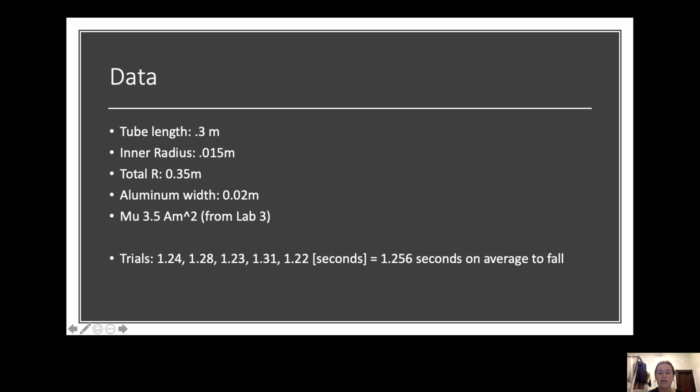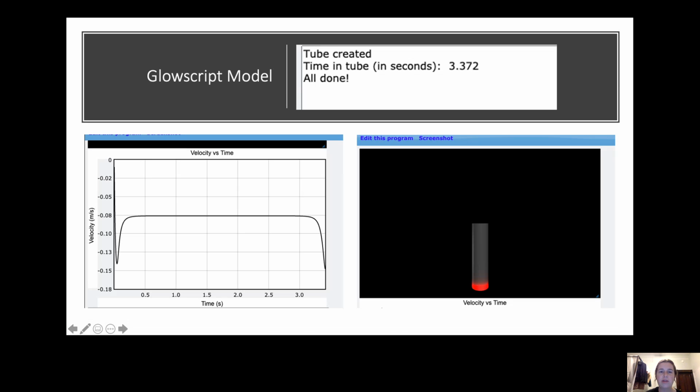With my trials, I averaged around 1.256 seconds to fall. But then when I use the Closed Script model, you can see here the velocity versus time graph and the end screenshot of my bar magnet falling. So the tube was created, the tube's time in seconds was around 3.372 seconds. So obviously a significant difference.